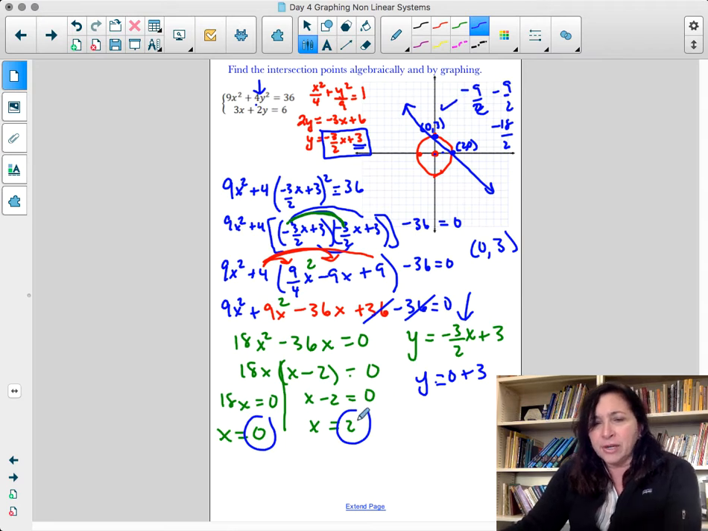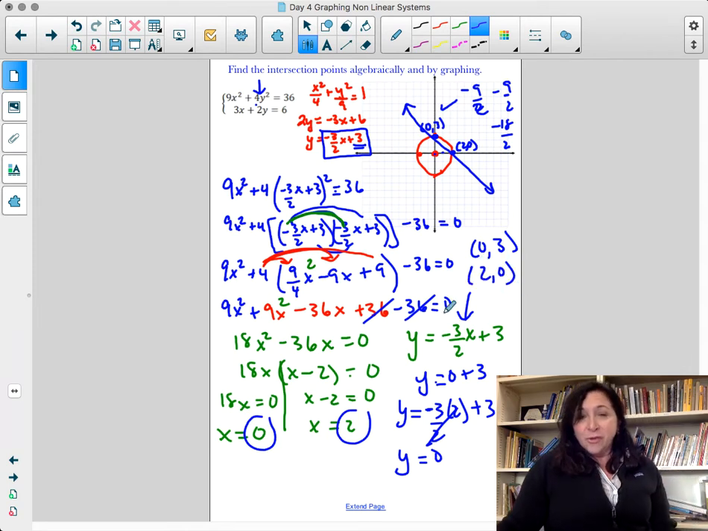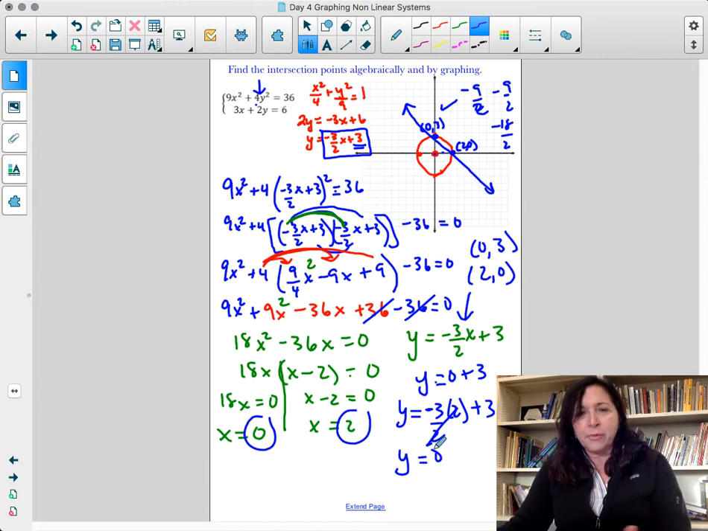And then the other intersection point, I'm going to plug in 2. So we go y equals negative 3 halves times 2. So those 2's cancel, and I got negative 3 plus 3 is 0. So y equals 0. So when I plugged in 2, I got 0. So those are my intersection points, which I actually saw in the beginning, but I proved it.